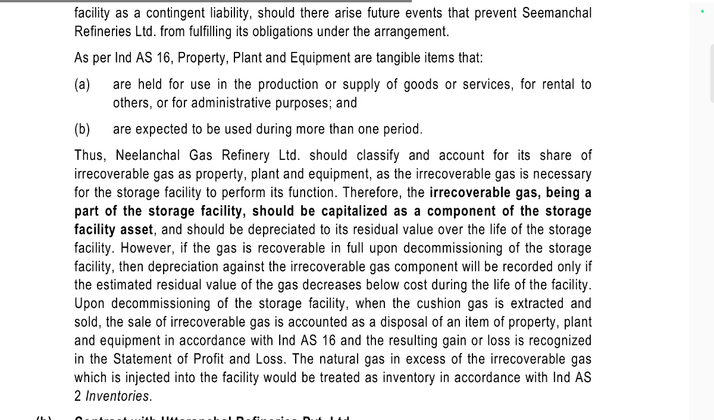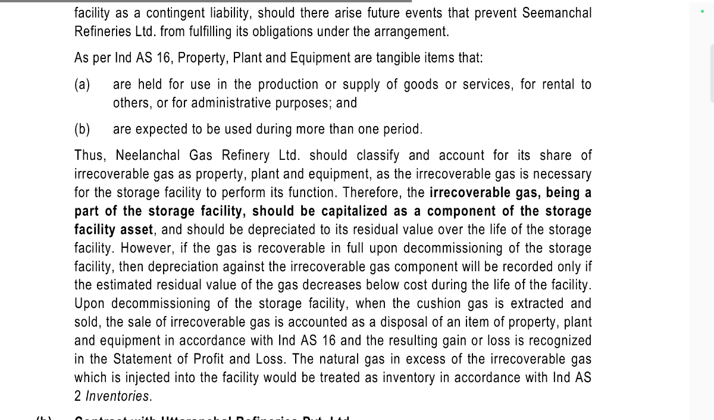and should be depreciated in the residual value over the life of the storage facility. However, the gas is recoverable in full upon decommissioning of the storage facility. Then depreciation against the irrecoverable gas component will be recorded only if the estimated residual value of the gas decreases below the cost during the life of the facility.